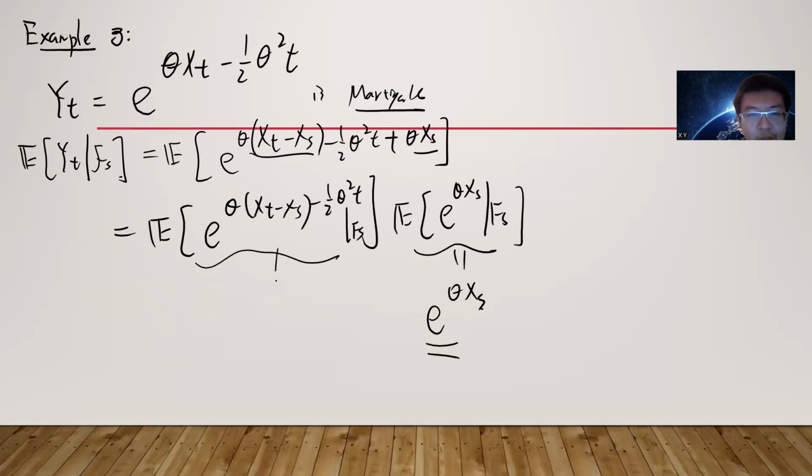And for this term, these are just Gaussian with mean 0 and variance t minus s. So this is the moment generating function of a Gaussian variable, right? So the moment generating function of the normal distribution. So you write down the definition and multiply by this, then you will prove the result. That's it. Okay, so you just write down the moment generating function of the Gaussian. That's it.